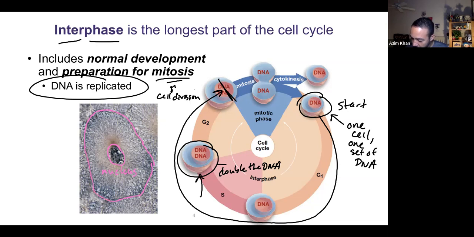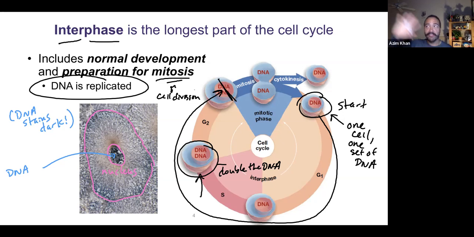You can see DNA inside of the nucleus. It's stained dark. DNA stains dark. Let me just write that down. That'll be important for identifying things under the microscope in the future. DNA stains dark. We see DNA here, but it doesn't really take on a shape. It's just kind of fuzzy. What this tells us is that the DNA is loosely organized.